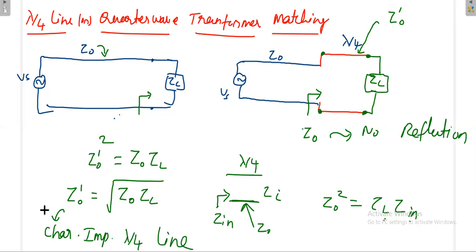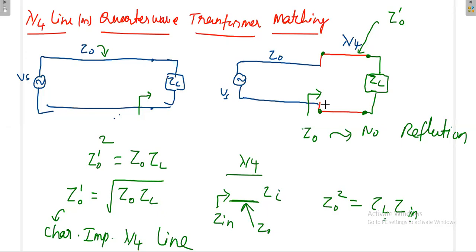Yes, sir. புரியுதுங்களா? What is the idea here? Matching வர வைக்கிறதுக்காக lambda by 4 transmission line introduce பண்றீங்க. அப்படி introduce பண்ணும் பொழுது, the question is what should be the characteristic impedance of the new lambda by 4 transmission line that you are introducing. Already they will give you the characteristic impedance of the old transmission line and the load connected to it. Now you are going to introduce this section, so you should know what the characteristic impedance of that section should be, which is related by this formula.